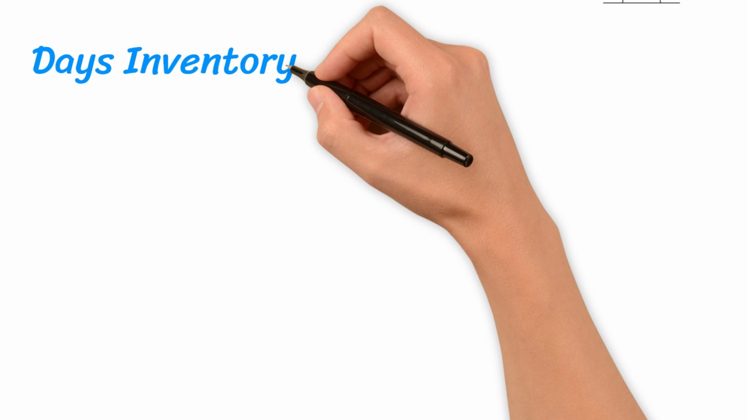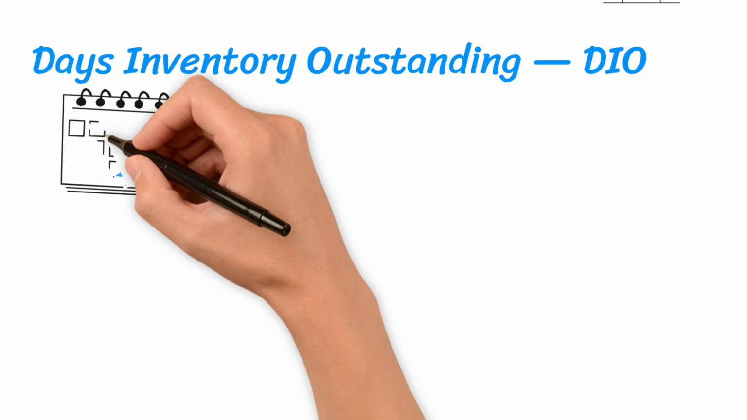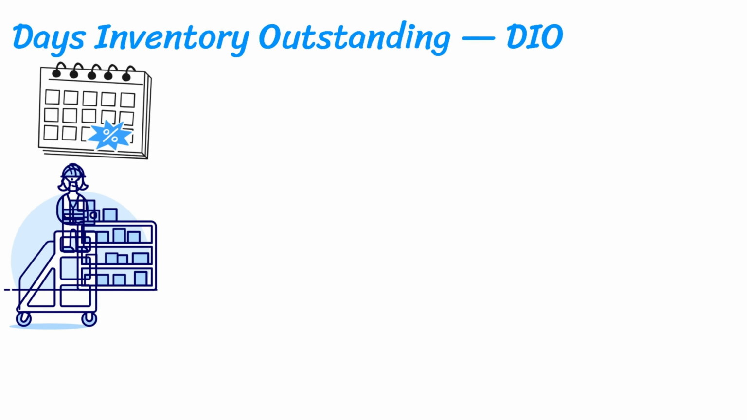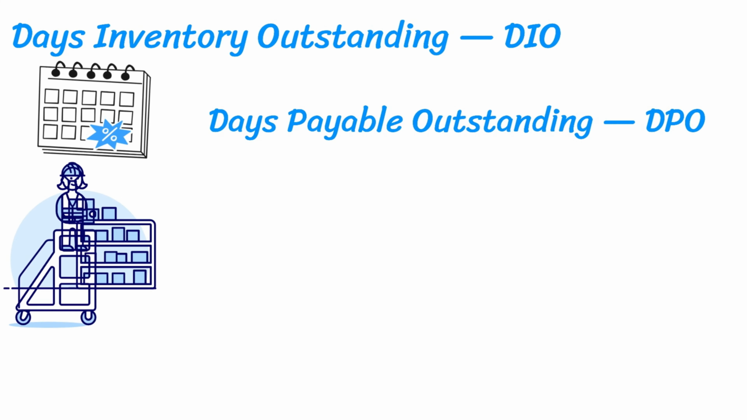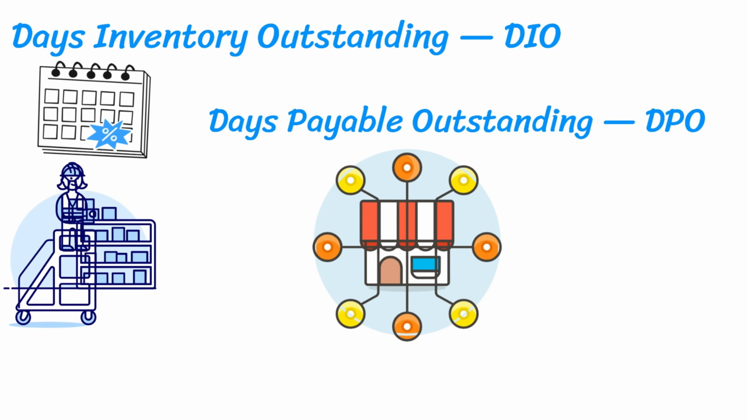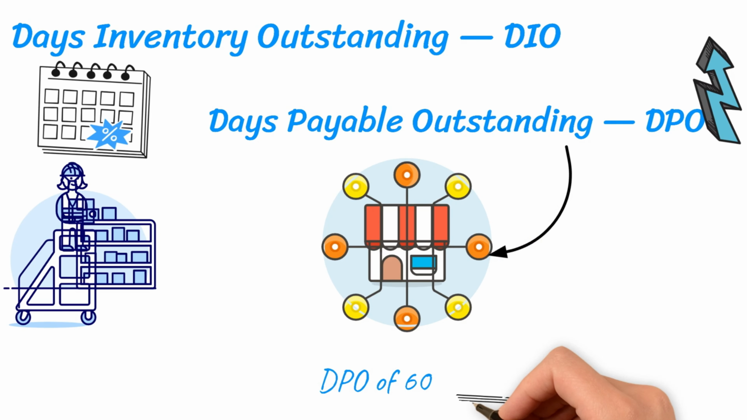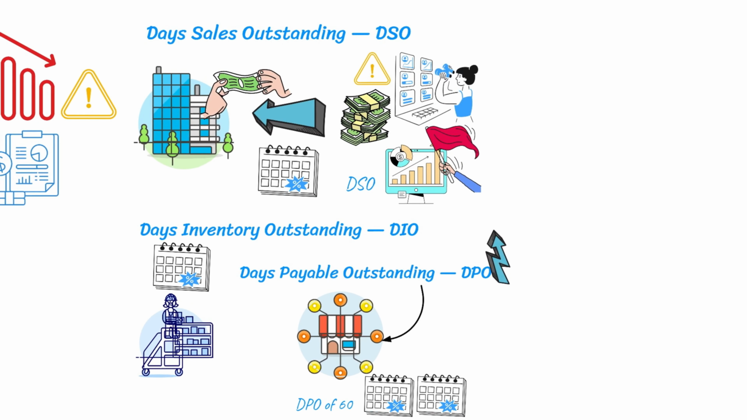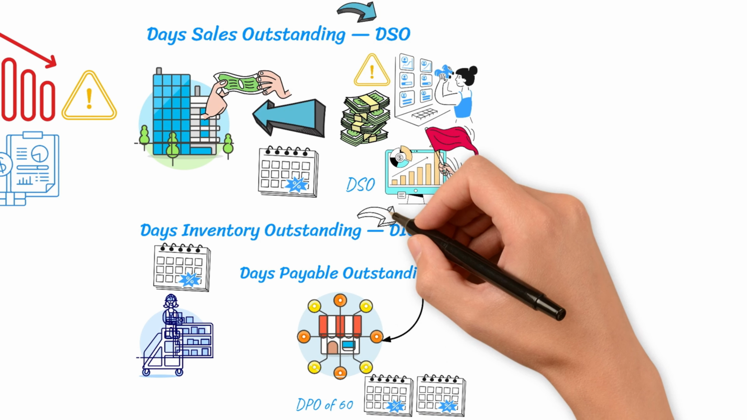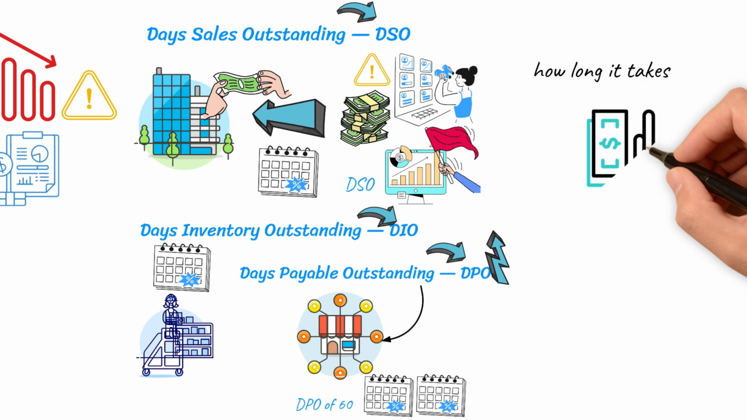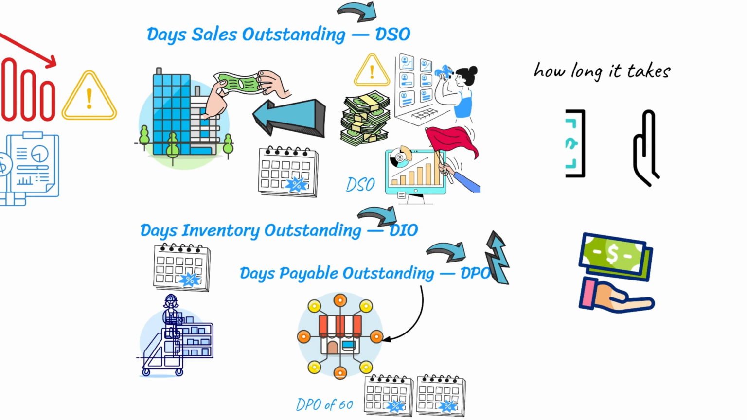Days Inventory Outstanding, DIO, is the inventory turnover expressed as days, how long, on average, inventory sits before being sold. And Days Payable Outstanding, DPO, is the flip side, how long the company takes to pay its own suppliers. Companies with high DPO are effectively using their suppliers as free short-term financing. A DPO of 60 means the company keeps cash for 2 months before paying bills. Understanding DSO, DIO, and DPO together gives you the full cash conversion cycle, how long it takes from spending money on inventory to collecting cash from customers.